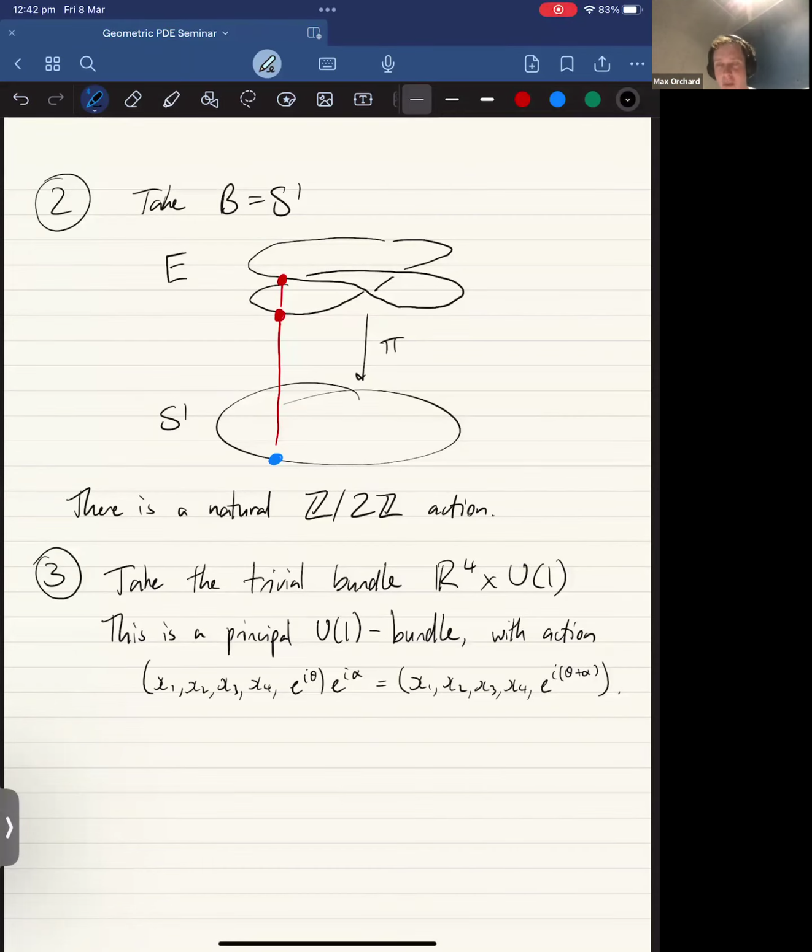Now, what's special about this G bundle is this is actually the bundle where electromagnetism occurs. So the R4 here corresponds to space-time, and the U1 corresponds to the phase of an electromagnetic wave kind of thing. So this is where the field theory of electromagnetism happens.